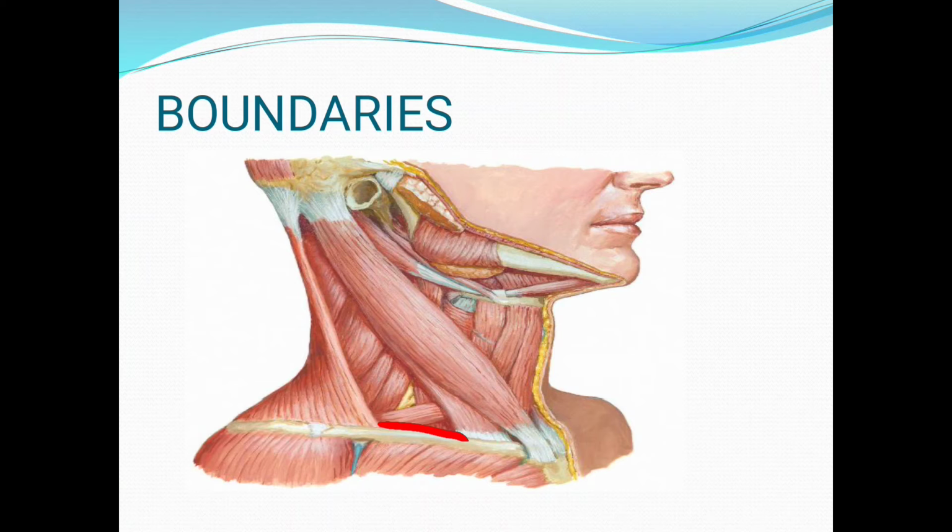The base, or the inferior boundary of the posterior triangle, is formed by the middle one third of the clavicle. Here I have marked the middle one third of the clavicle with red color. Now the apex is formed at the superior nuchal line of the skull, where the two muscles, sternocleidomastoid and trapezius, meet. Here I have shown the apex with red color.